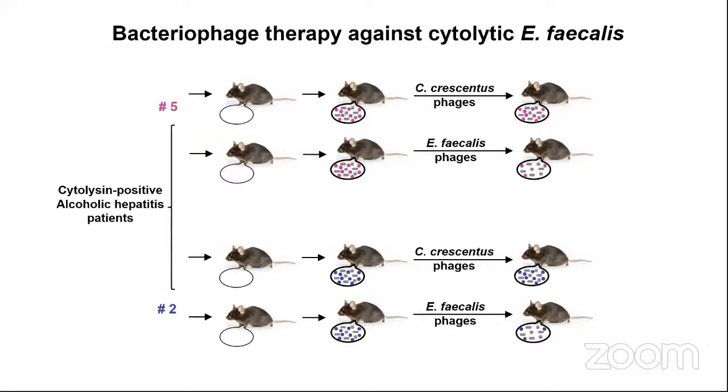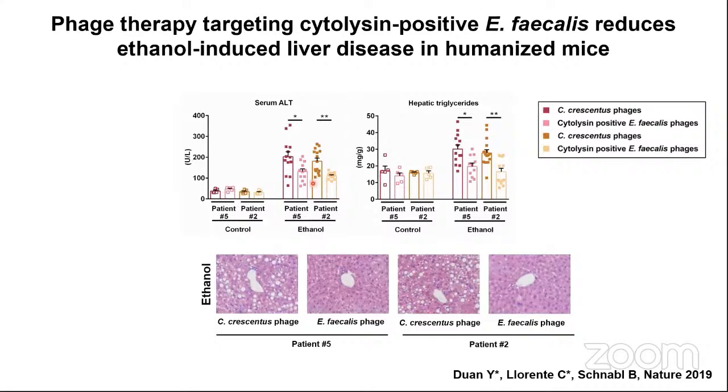And we have used this now in a mouse model of alcohol-associated liver disease. So what we did is we used germ-free mice, and we colonized them with feces from cytolysin-positive alcoholic hepatitis patients. And then we treated these gnotobiotic mice with either a control bacteriophage or with a bacteriophage that specifically recognizes the cytolysin-positive Enterococcus faecalis. And then we subjected these mice to chronic ethanol feeding. And as you can see here, the mice that are treated with the bacteriophages against the cytolysin-positive Enterococcus faecalis have less liver injury as compared with the control bacteriophage-treated mice after chronic ethanol feeding, and they also have less liver disease. So this suggests that phage therapy targeting the cytolysin-positive Enterococcus faecalis reduces ethanol-induced liver disease in this humanized mouse model.